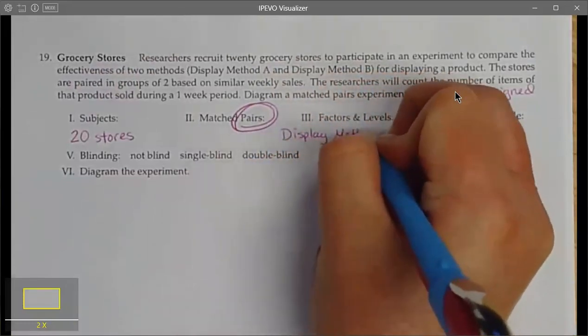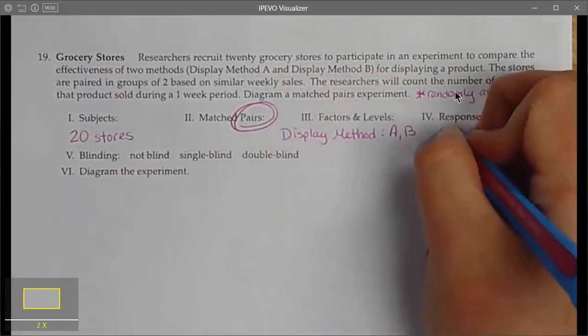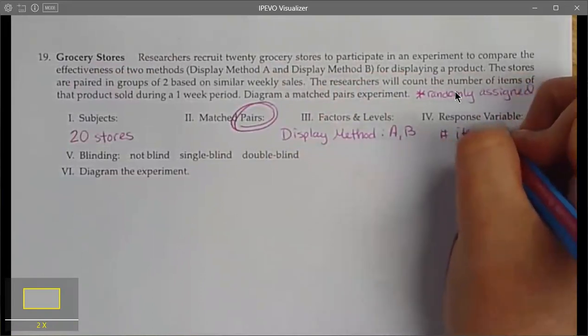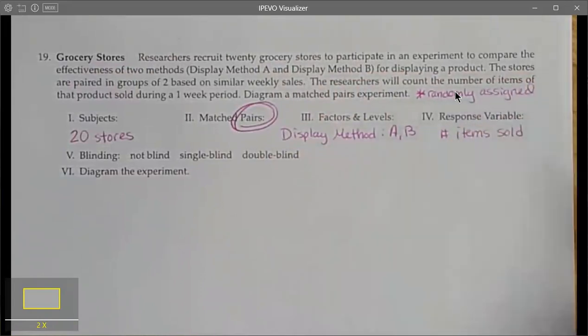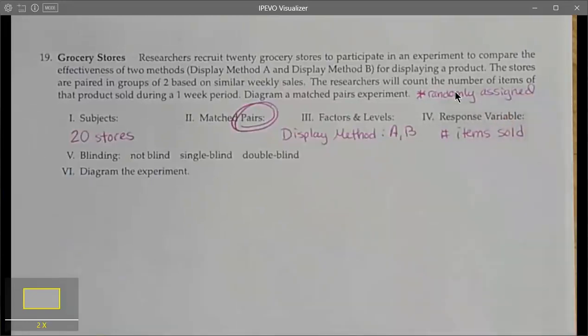And our levels are A and B. And then our response variable is the number of items sold. And they don't state this in the problem, but I'm going to add this on here that we're going to randomly assign each store in the pair to get a display method.